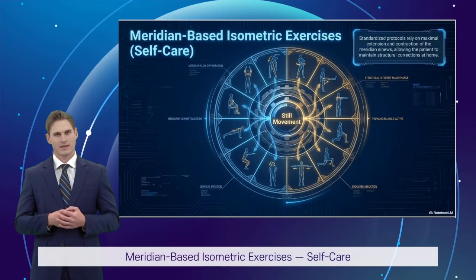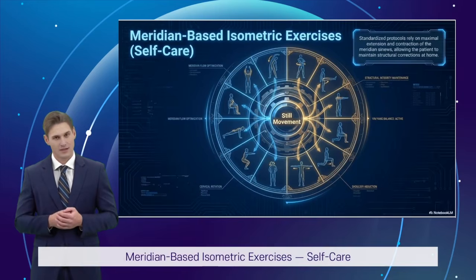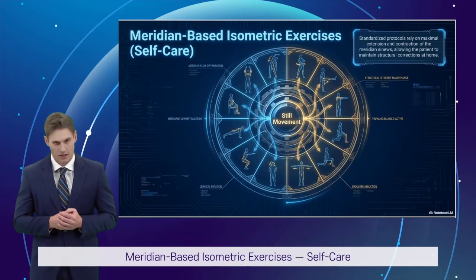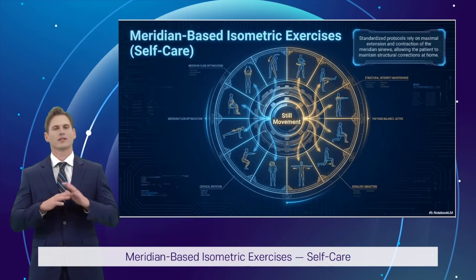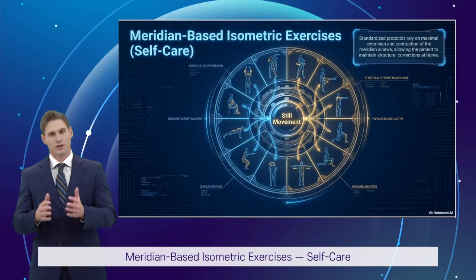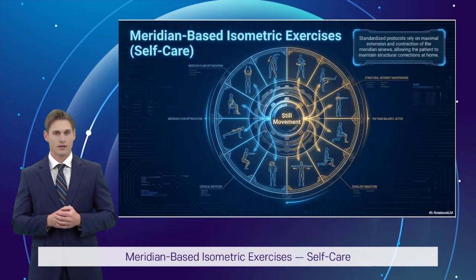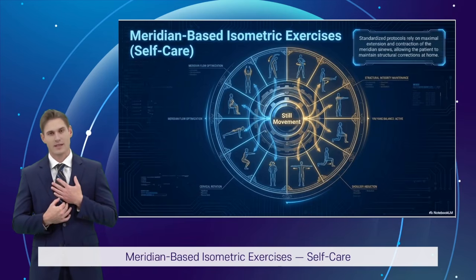Alongside clinical technique, HGMT includes a system of meridian-based isometric exercises that patients can practice at home. These standardized protocols rely on the maximal extension and contraction of the meridian sinews, organized into categories such as meridian flow optimization, structural integrity maintenance, cervical rotation, and shoulder abduction. Through this self-directed practice, patients maintain and reinforce the corrections achieved in the clinic as part of daily life.